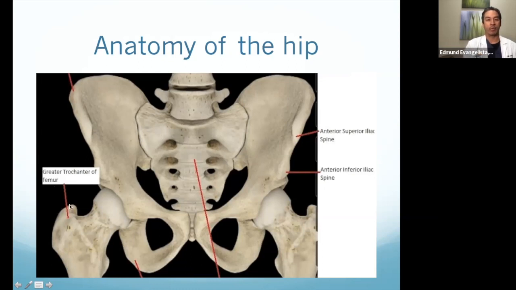This is the attachment point for some of the important muscles, the gluteus minimus and medius muscles and tendons attach here. Down low is the ischial tuberosity, which is the sits bone where the hamstrings attach. The back of the pelvis is the sacrum, and the joint between the sacrum and the iliac bone is known as the sacroiliac joint.